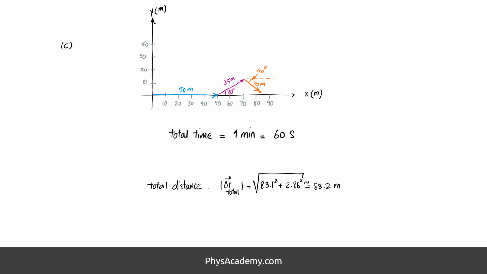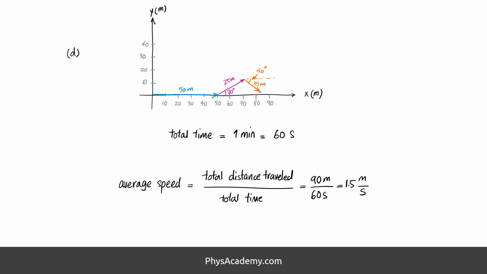The total distance from the starting point and the final location is simply the length of the displacement vector from Part B, which is 83.2 meters. Speed is exactly the value on the speed meter of a car, and it doesn't take into account the direction of the motion. Therefore, to calculate the average speed, we divide the total travel distance by the total travel time, which is 1.5 meters per second in this case.